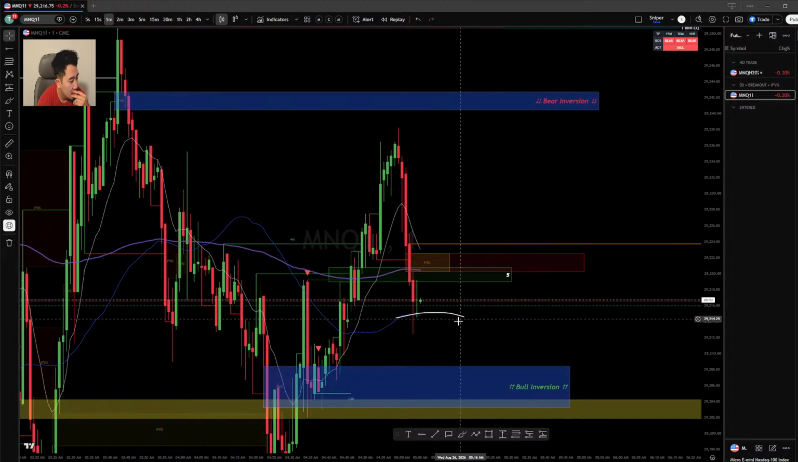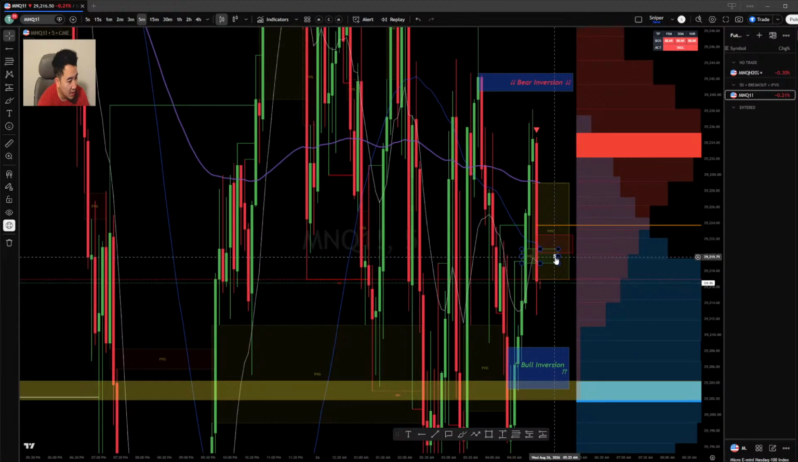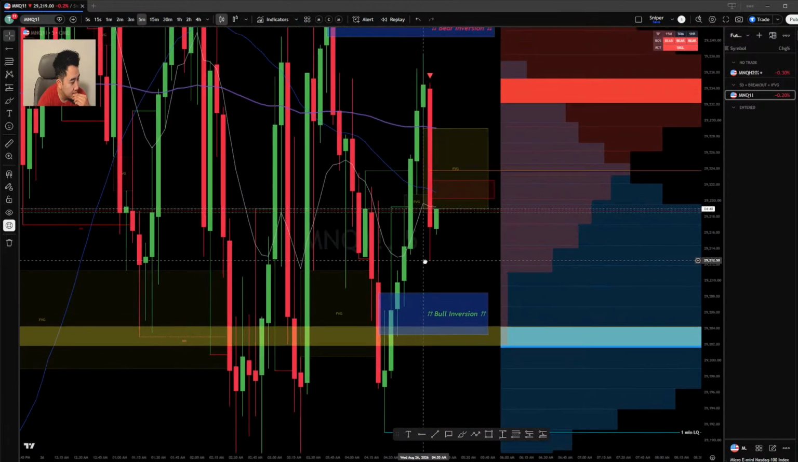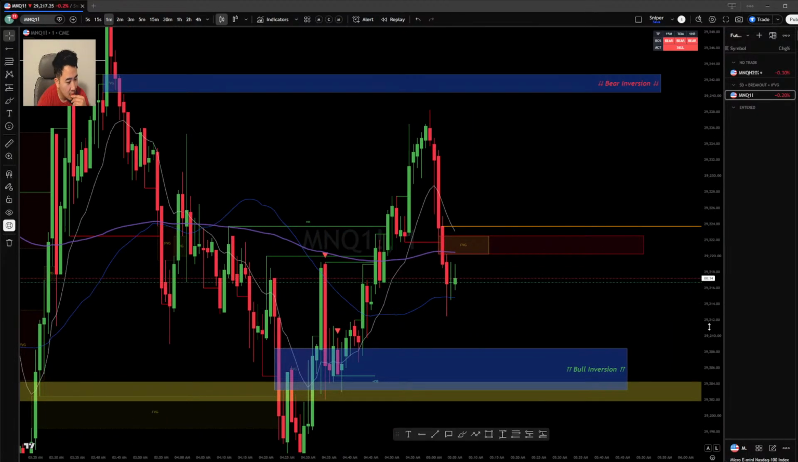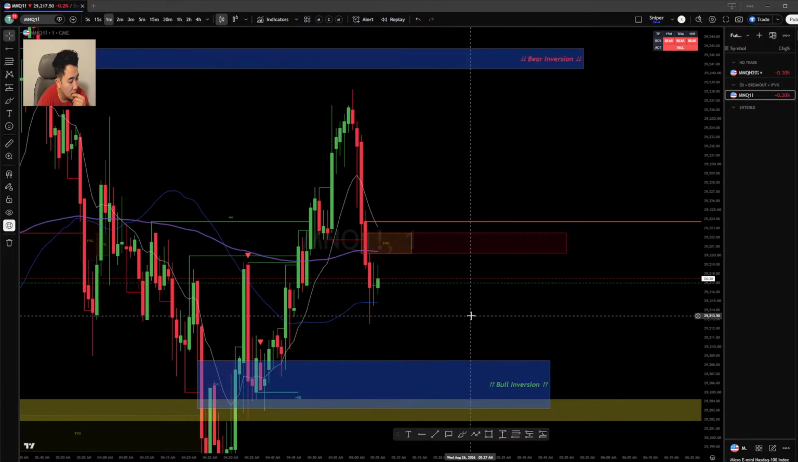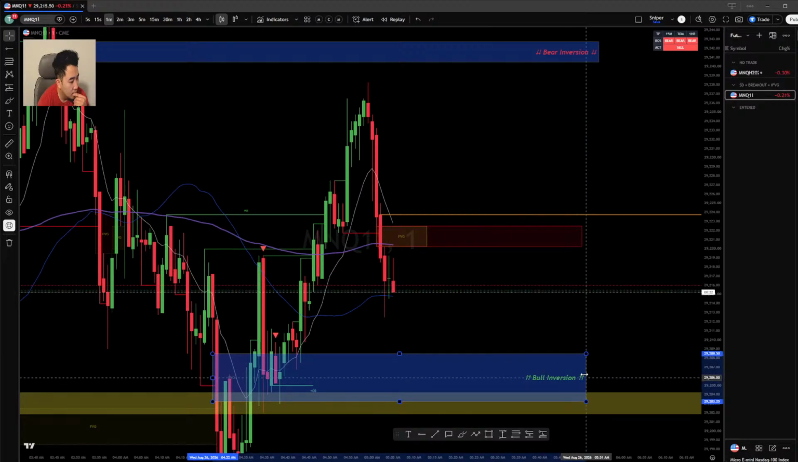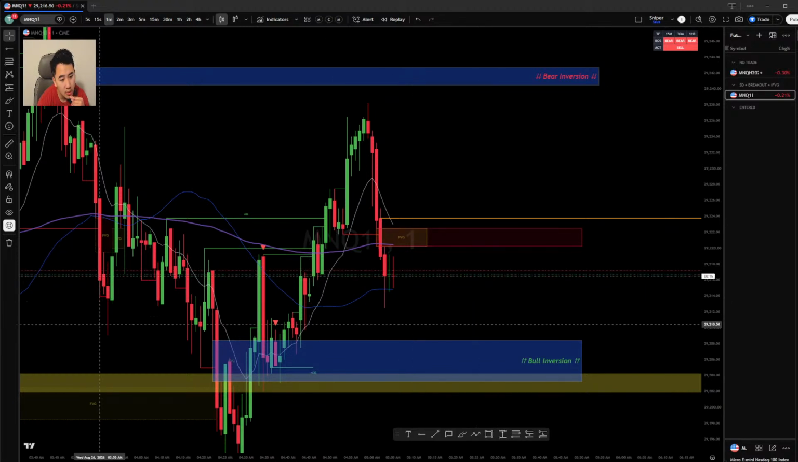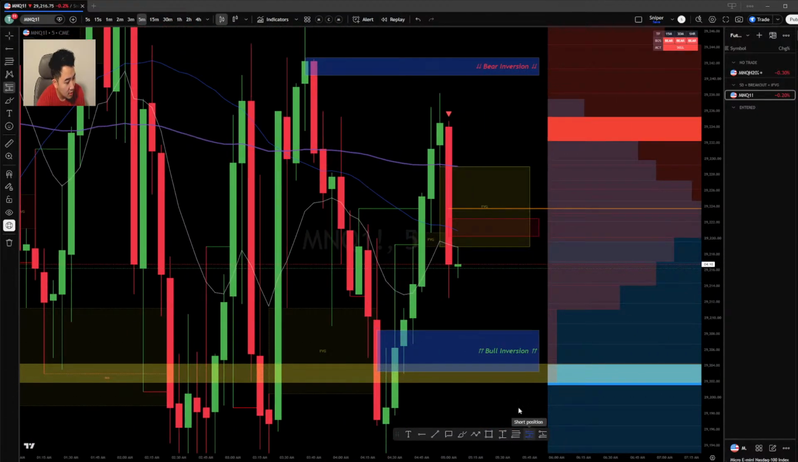See, on the 5-minute, we broke this 5-minute gap here, but it's also forming this 5-minute bearish FVG. Oh, let's do this 5-minute. I'm going to take a short here.